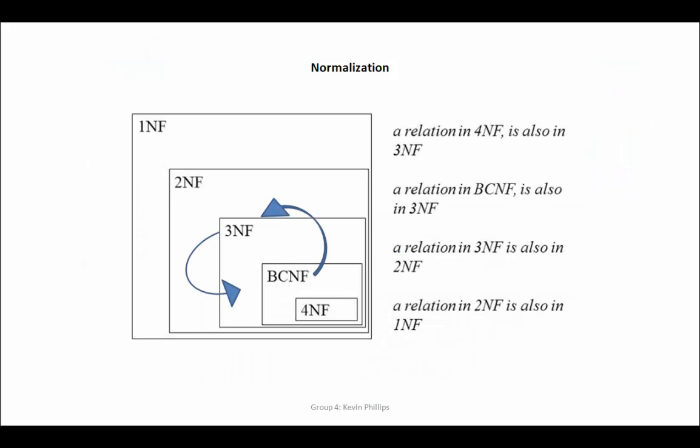BCNF acts differently from third normal form only when there are multiple overlapping candidate keys. Otherwise, a table in BCNF normalization is also in third normal form.